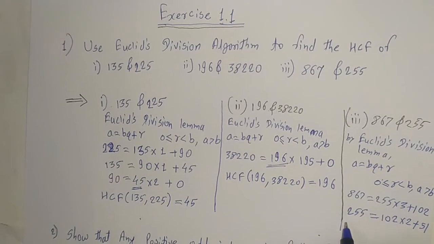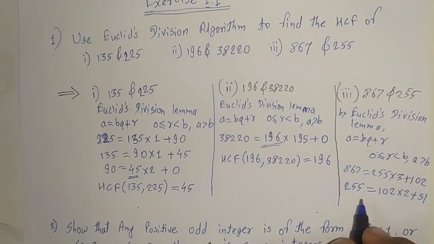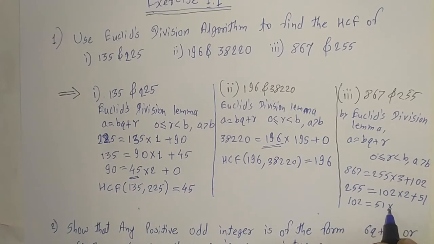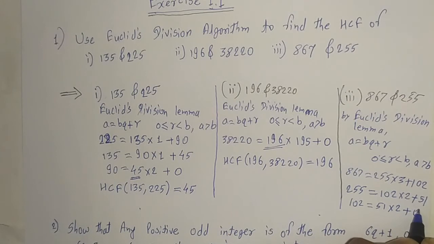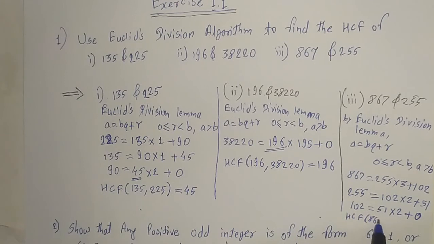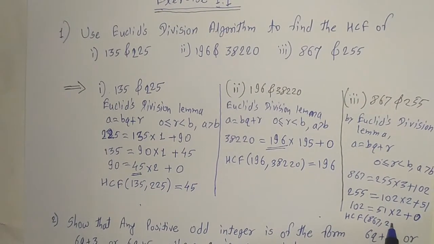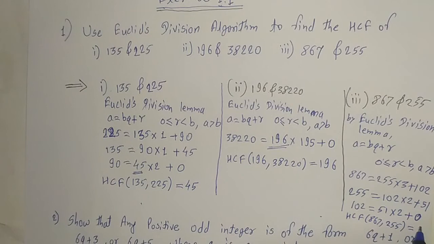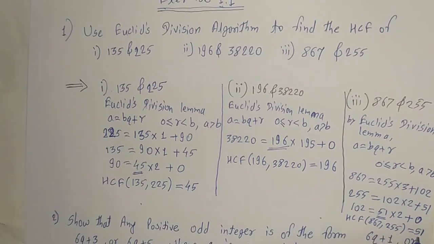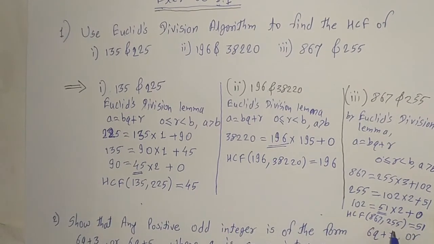Again, in the third step, 102 equal to 51 into 2 plus 0. The remainder in this step is 0. So the HCF of 867 and 255 is 51, the divisor in this case. So what is our required answer? It is 51. Once the remainder is 0, the divisor in that step becomes our HCF, which is 51.